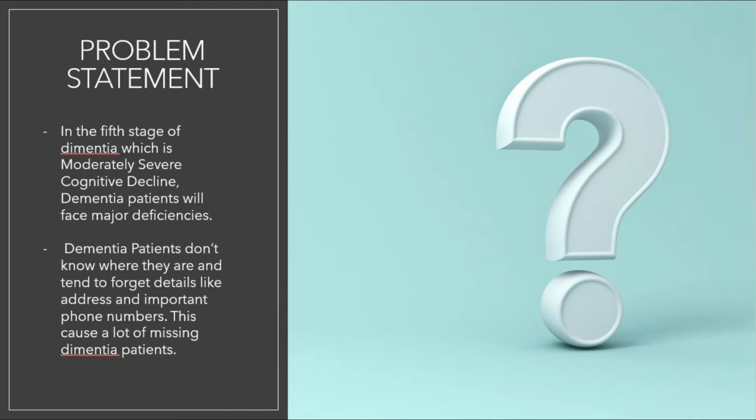In the fifth stage of dementia, which is moderately severe cognitive decline, dementia patients will face major deficiencies. They forget to take their meds, they forget to bathe, or something similar. Also, some dementia patients tend to wander around. They don't know where they are and tend to forget details like the address and important phone numbers. This will cause a lot of missing dementia patients.